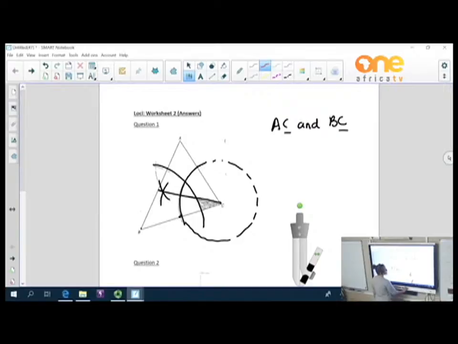So more than 6 centimeters from B means it will be in this range. I'm just making dotties. In this range, more than 6 centimeters from B and nearer to BC than to AC. So nearer to BC is the one here at the bottom, which means this part will be your shaded area.